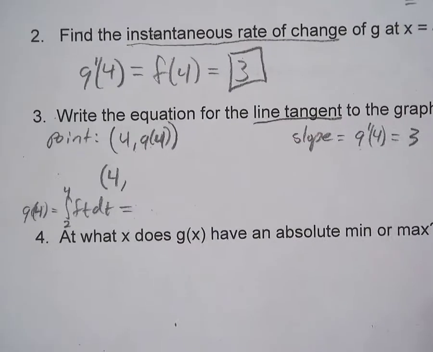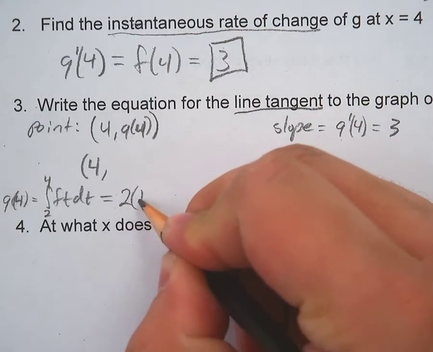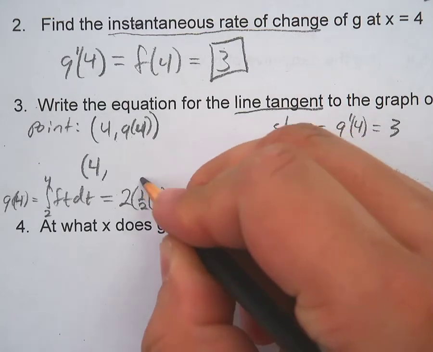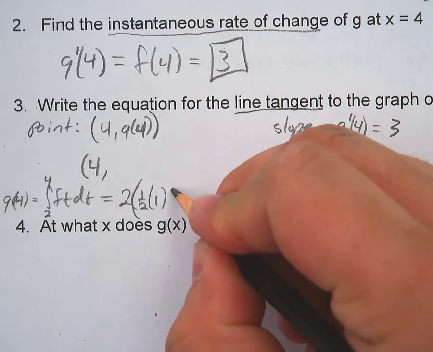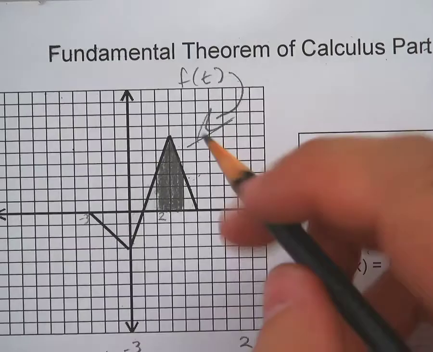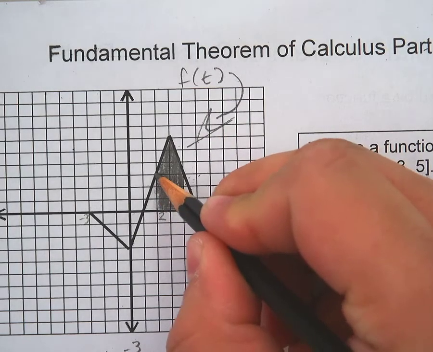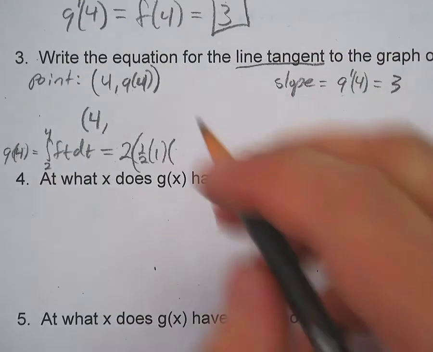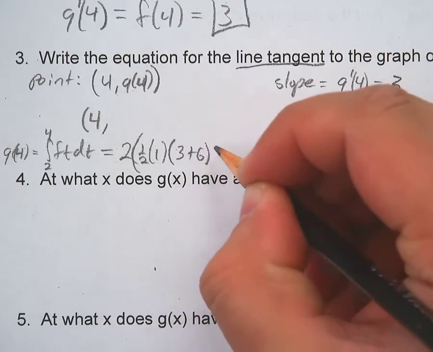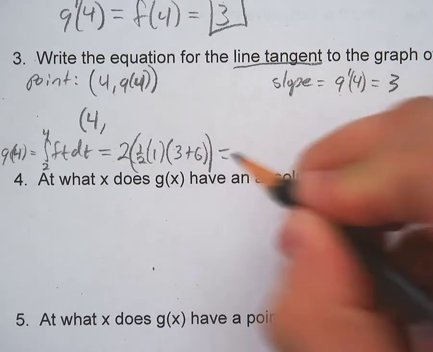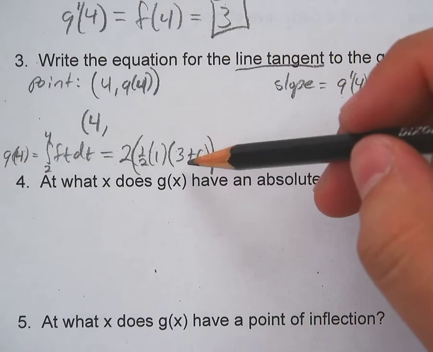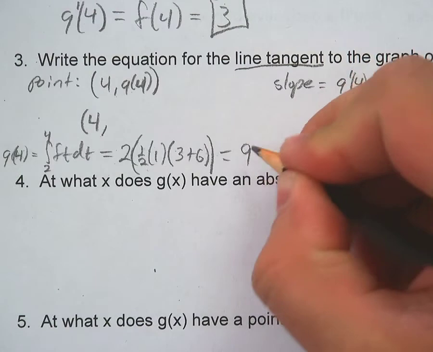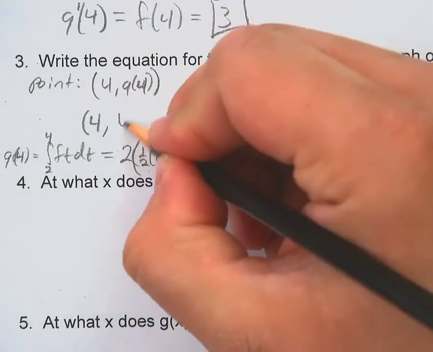Let's do that. I'm going to have 2 of 1/2. My height on that one will be 1, if you will. And my bases are going to be 1, 2, 3, and 1, 2, 3, 4, 5, 6. 3 plus 6. So 6 and 3 is 9. Halves times 2 is 9. So my point is 4 comma 9.